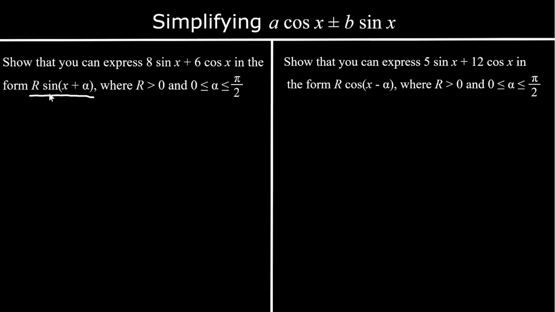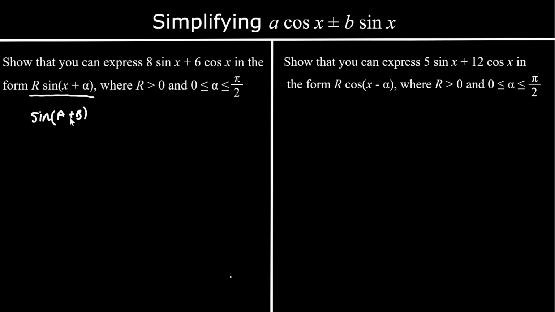This one shows that you can express 8 sine x plus 6 cos x in the form r sine x plus alpha, where r is greater than 0 and alpha is between 0 and pi over 2. So it's sine x plus alpha, so it's going to be sine a plus b.